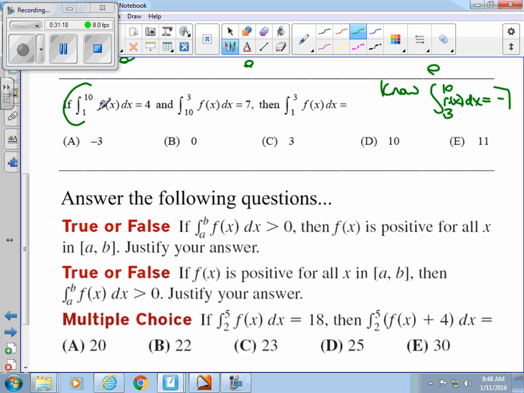They add to be the integral from 1 to 10. So there's a couple ways you could think about this. You could rewrite the additivity property, or you could think about it, it's up to you how you do that. I know that this thing that I don't know, plus -7 equals 4. Does everyone agree? The integral from 1 to 3 plus the integral from 3 to 10 equals the integral from 1 to 10. Any questions about that?